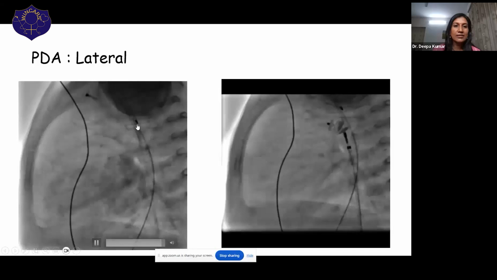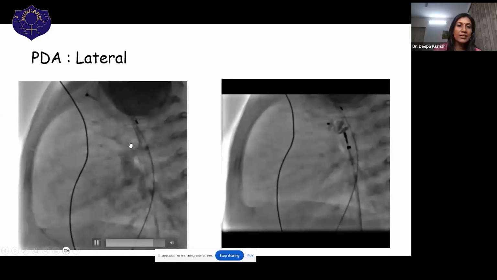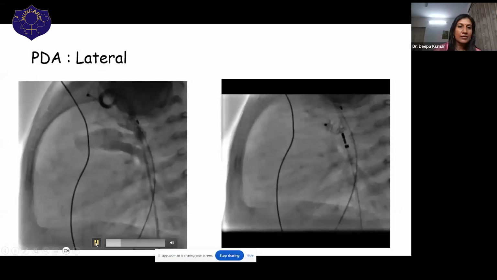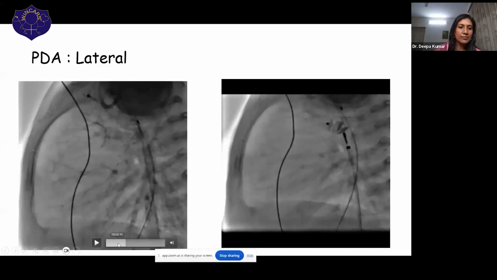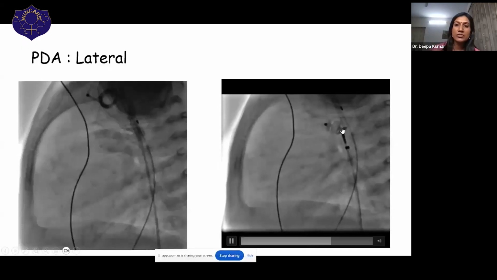You find that this is a lateral view, and the injection has been made in the descending aorta, and you see the PDA, you see the arch, you see the main pulmonary artery, and you see the left pulmonary artery, and the PDA has been closed in the next image with a device.